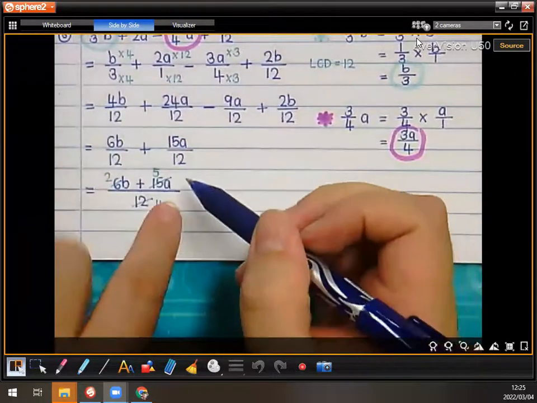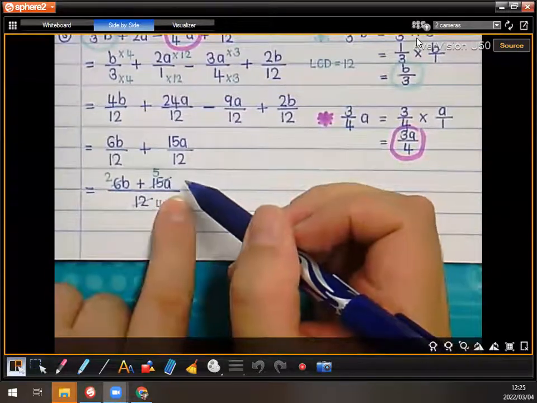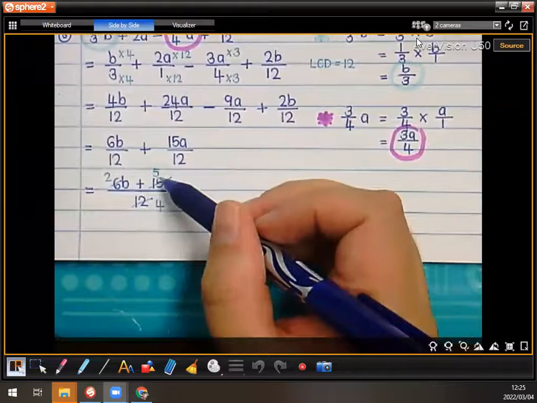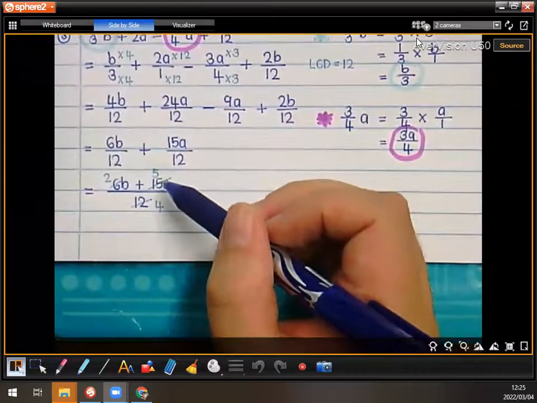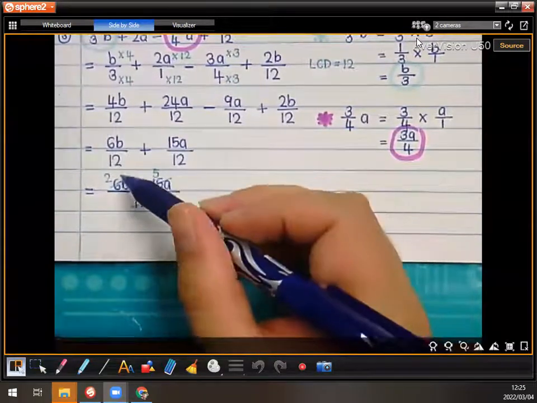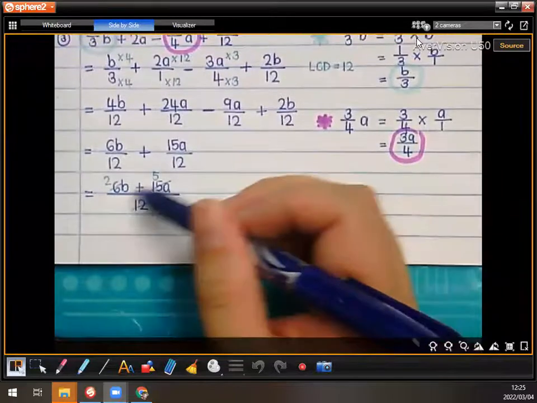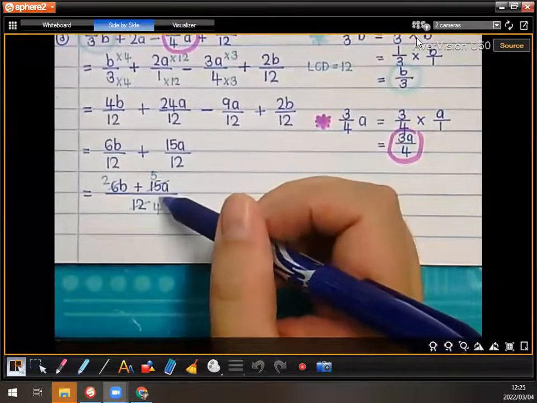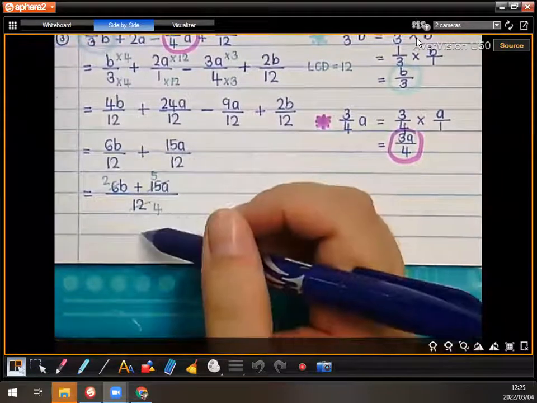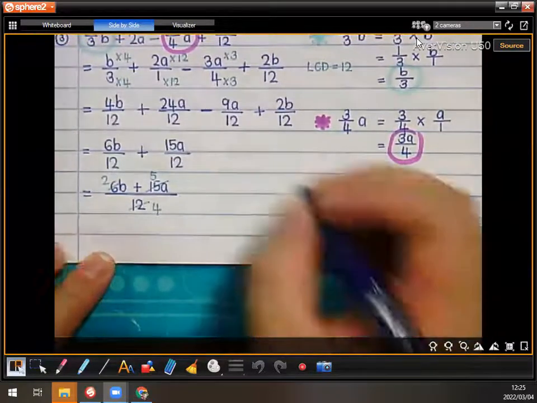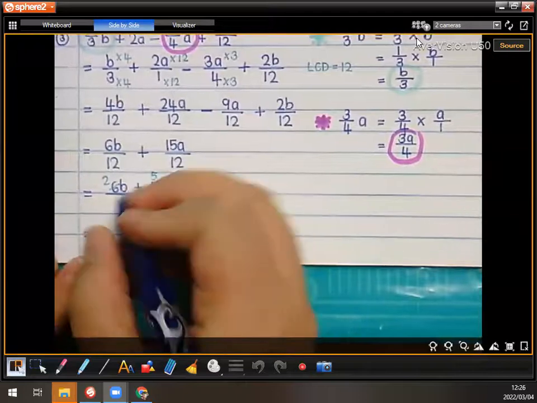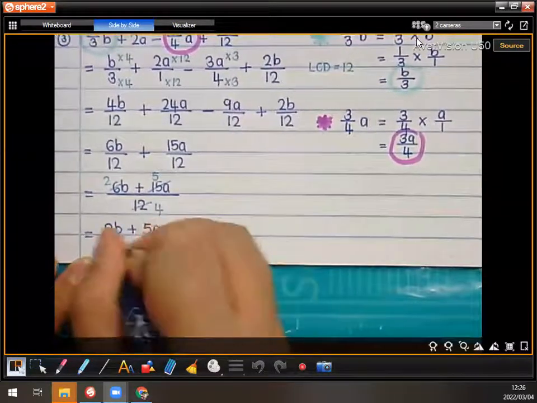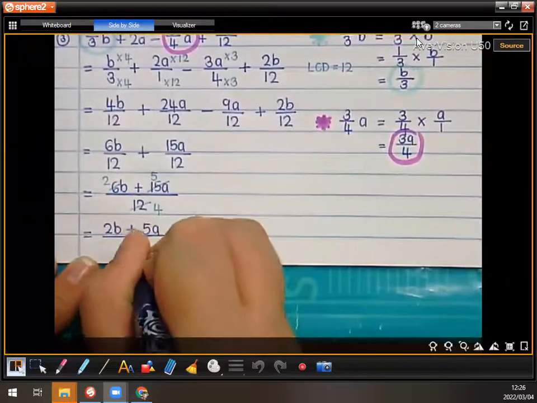Guys, if this was 10, no, that's a bad example. If this was 11a, you couldn't do this. You have to simplify all of them. You can't just do the 6 and the 12 or the 15 and the 12. You have to do all of the terms. So now what is this going to give me? 2b plus 5a over 4.